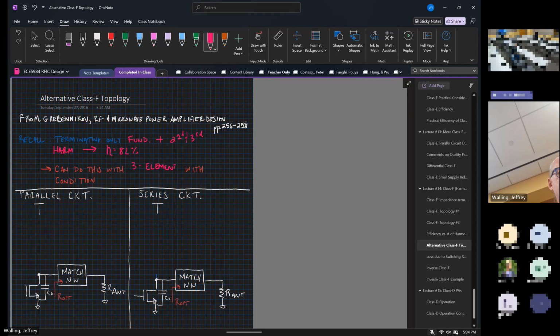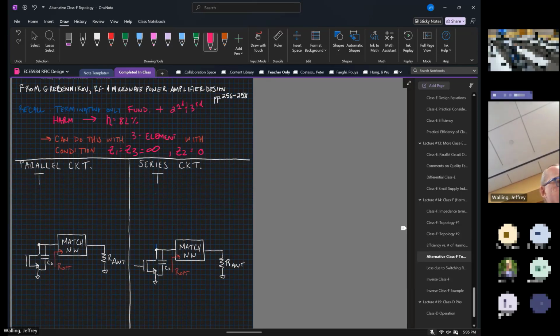And we'll have the conditions that Z1 is equal to Z3 is equal to, I'll say infinity, but just some high impedance, and Z2 is equal to some low impedance, I'll say 0 here. And Grebennikov has 2 networks that do this. The one network he calls the parallel circuit, and it looks something like this.